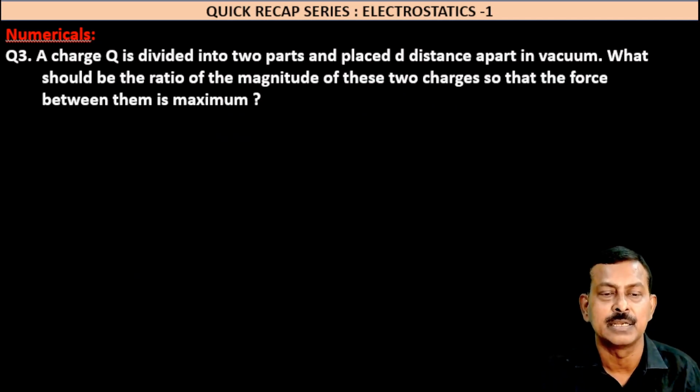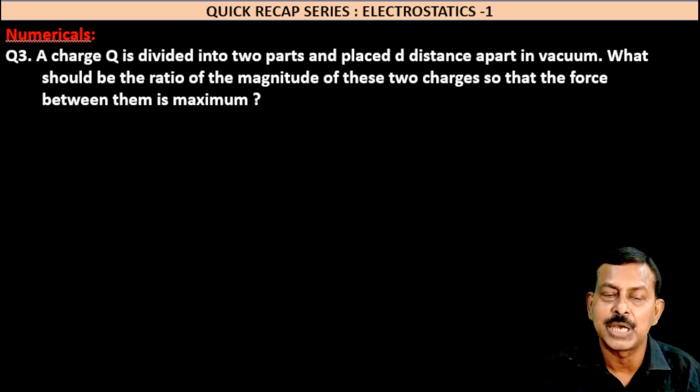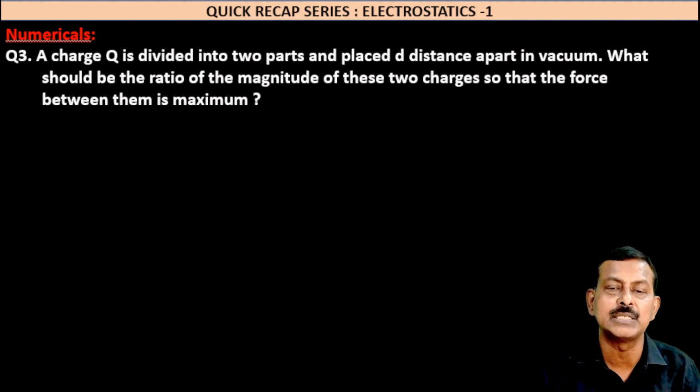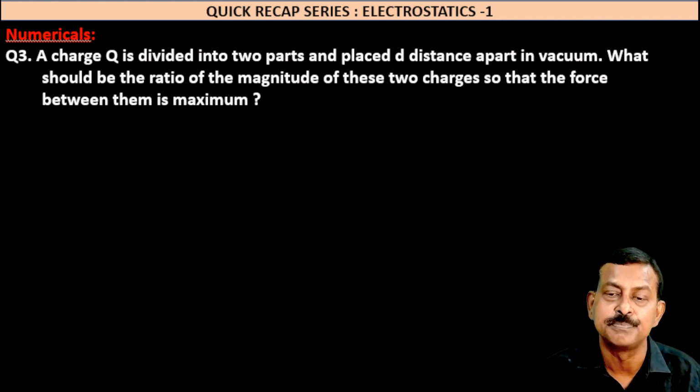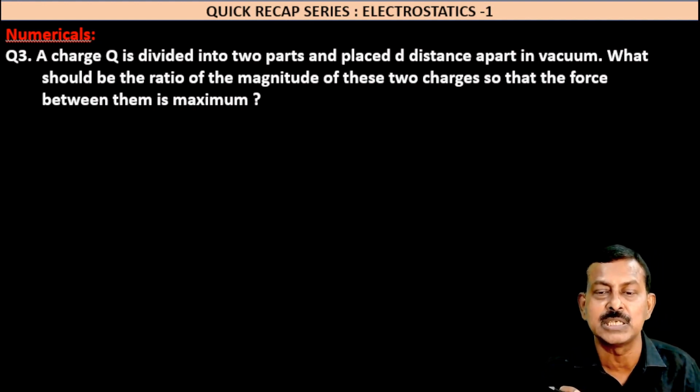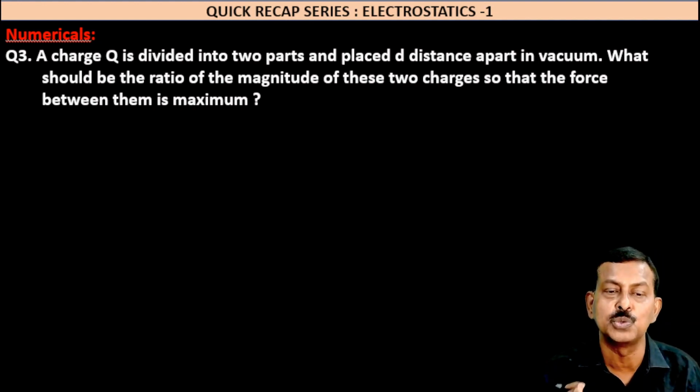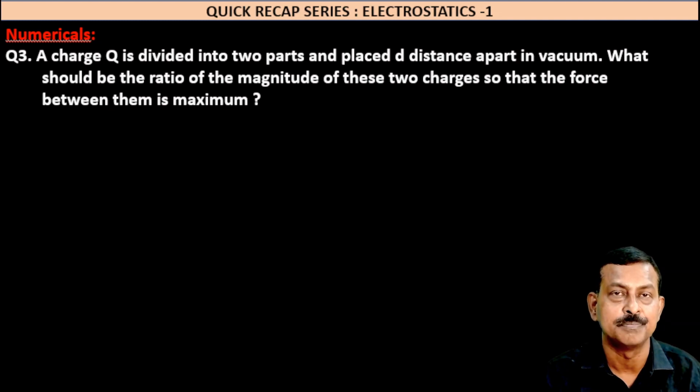Let's take another question. A charge capital Q is divided into two parts and placed d distance apart in vacuum. What should be the ratio of magnitude of the two charges so that the force between the two is maximum?